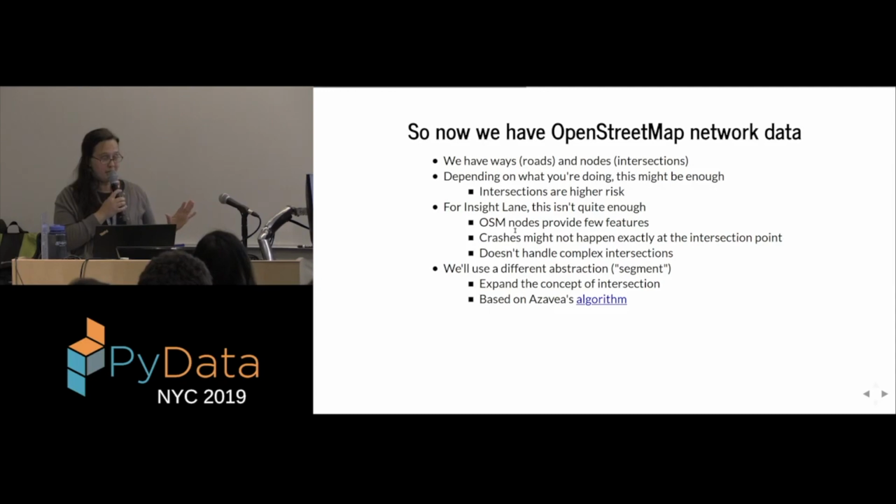So we have the OpenStreetMap network data, and we have ways which broadly correspond to roads, and nodes which broadly correspond to intersections. And depending on what you're doing, this might be enough. Intersections do have a higher crash risk. But for Insight Lane, it isn't quite enough. First of all, OpenStreetMap nodes don't provide a lot of features compared to the ways. They might say that there's a traffic signal there, but it won't talk about the width or the one-wayness of the road coming into the intersection.